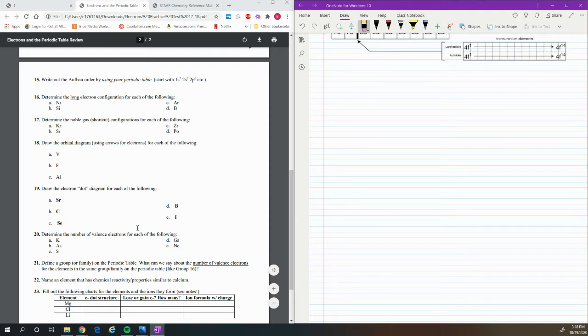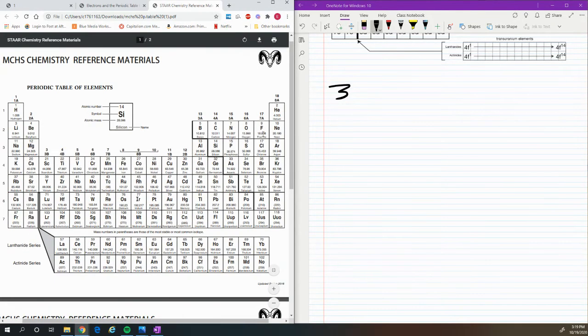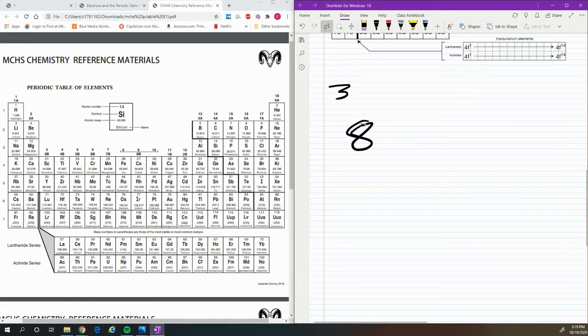Determine the number of valence electrons for each of the following. This is relatively easy. We've just done this. J, A, and Ne. Let's do Ga. Let's find it first. Ga, gallium, right there, group 13. So it's going to have 3. And Ne is right here. It's a noble gas. It's in group number 18. It's going to have 8.